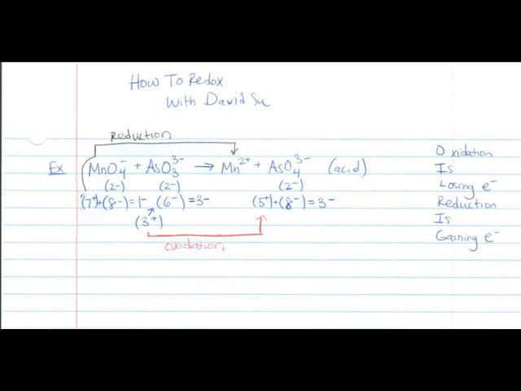It is being reduced because reduction is gaining electrons, and when you gain electrons you get more negative. So 7 plus turning into a 2 plus, you're getting more negative. You're gaining 5 electrons. That's a 5 electron difference. Do the same with the other one. It's the same process, 3 plus to 5 plus, so it's being oxidized.